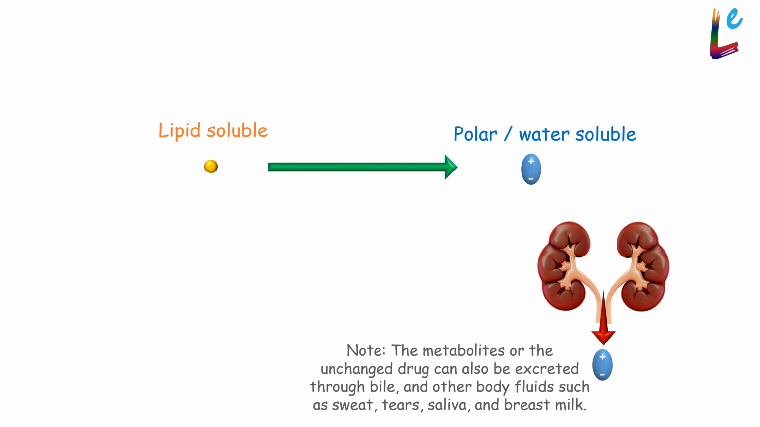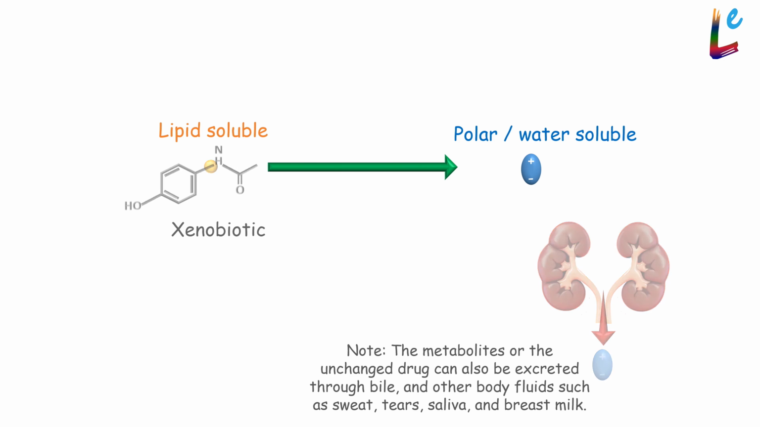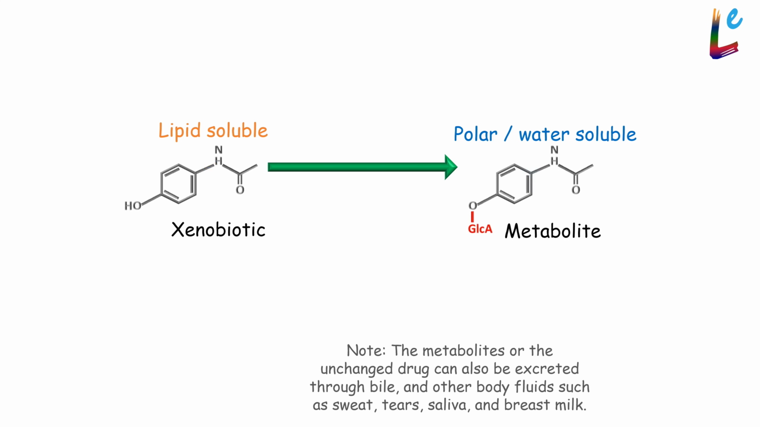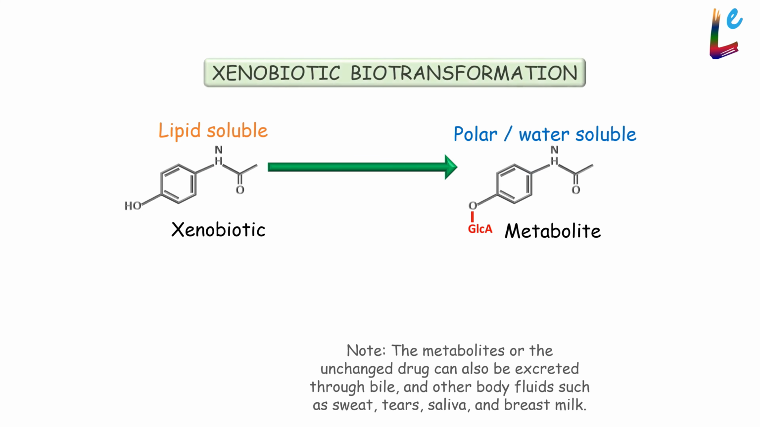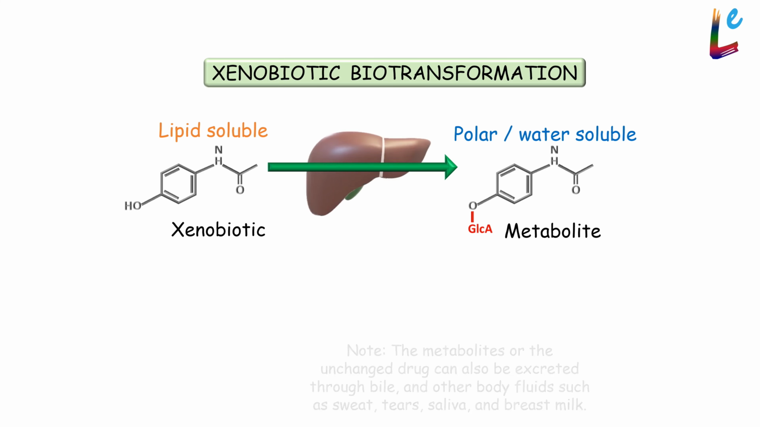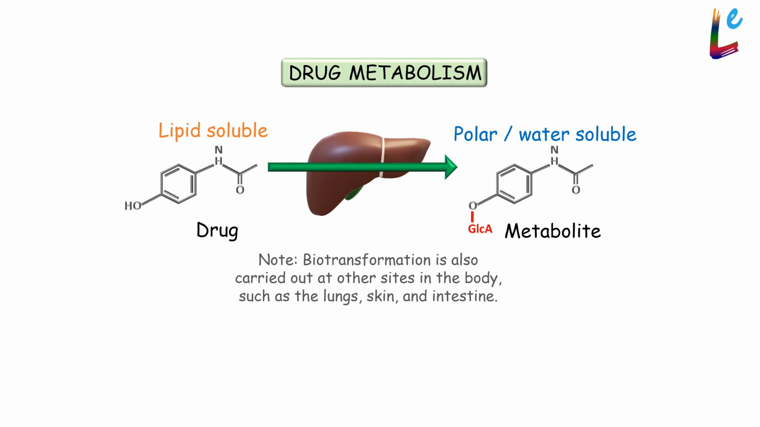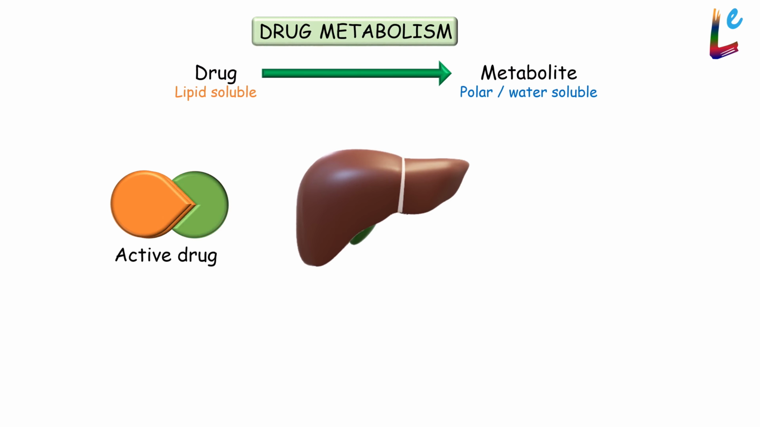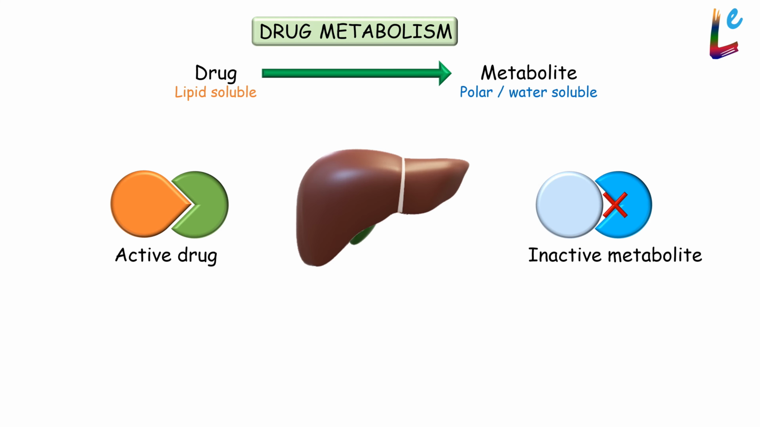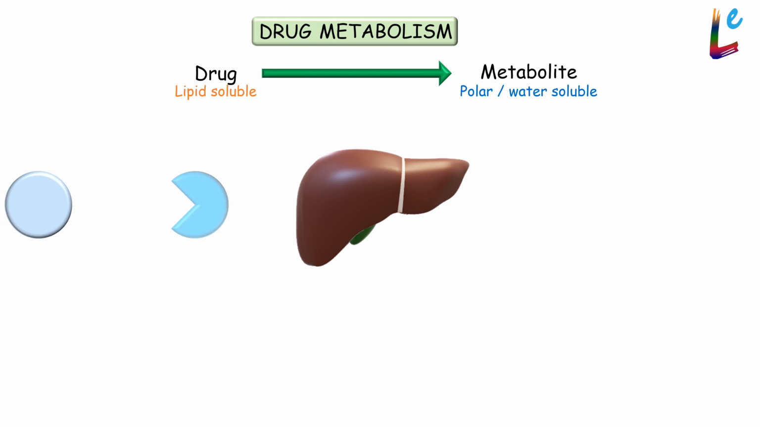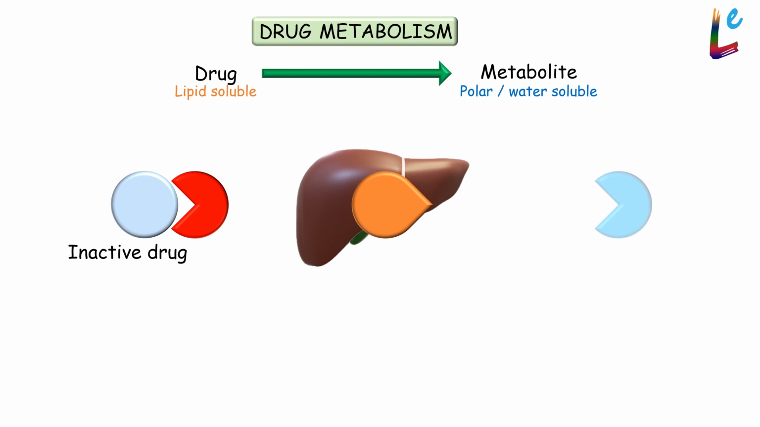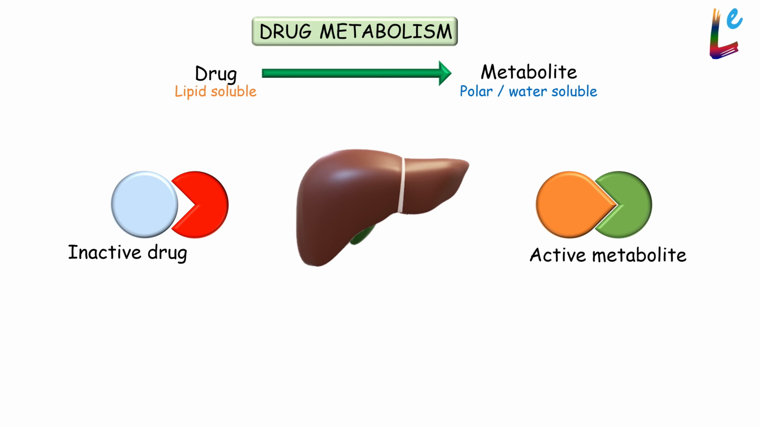This conversion into a polar form involves a structural transformation of the molecule in the body. So it is called xenobiotic biotransformation. This is carried out primarily in the liver. From a pharmacological perspective, this is drug biotransformation, or simply drug metabolism. Here, when an active drug undergoes a change in structure, it typically loses its activity. But interestingly, a molecule that starts off as inactive can sometimes be activated through biotransformation.